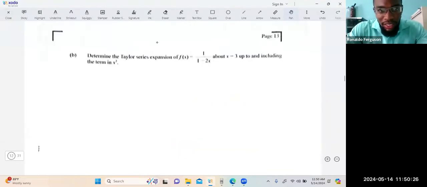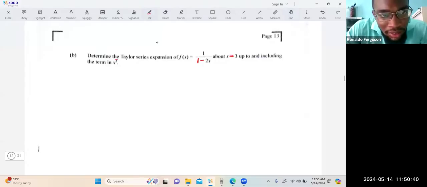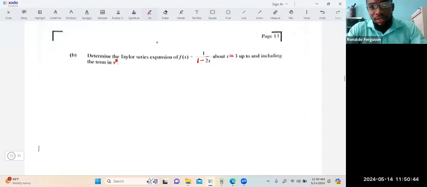Now, determine the Taylor series expansion of 1 over 1 minus 2x about the point x equal 3, including up to the x squared term. I think this is x cubed. Just to be safe, I'll write x cubed.